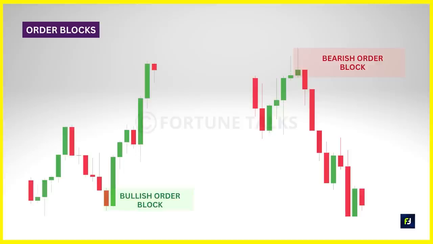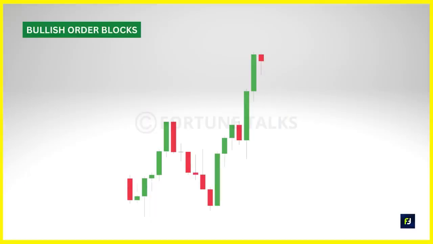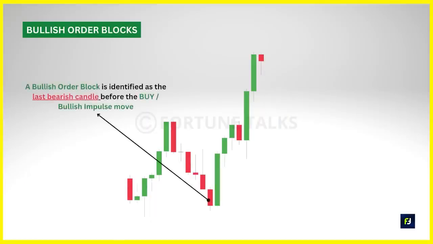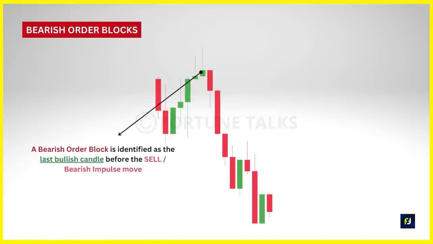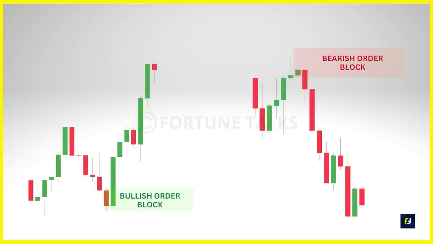Let us first learn the textbook definition of order blocks and how to identify and mark the order blocks. In a bullish market scenario, a bullish order block is identified as the last bearish candle before the buy. And during a bearish market structure, a bearish order block is considered as the last bullish candle before the sell. So you have to spot the last bullish or bearish candle before an impulse price move and mark its highs and lows. This is considered as an order block by most stock market teachers, aka gurus.